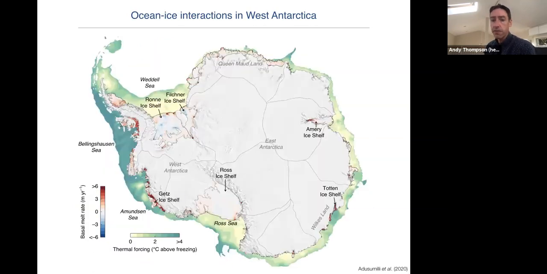And of course, the motivation for this talk, here's another picture looking down on Antarctica.